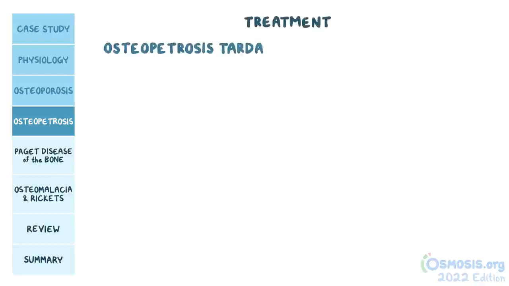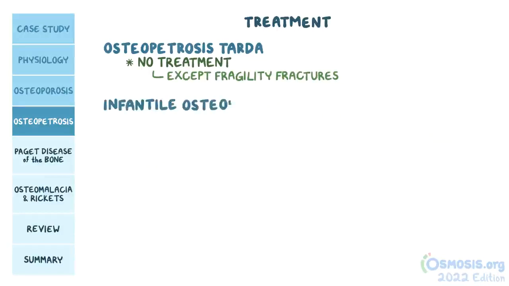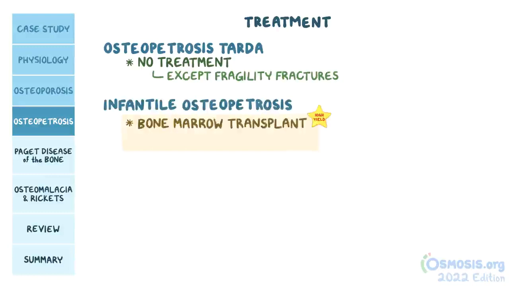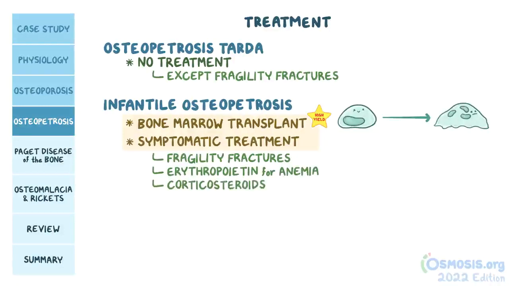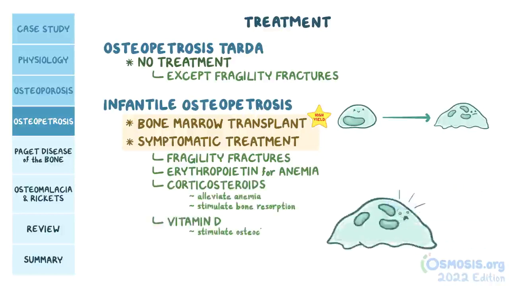Osteopetrosis tarda doesn't usually warrant any treatment except for fragility fractures. Infantile osteopetrosis, on the other hand, might benefit from childhood bone marrow transplant, which is potentially curative as osteoclasts are derived from monocytes. Symptomatic treatment can also be provided, ranging from treatment of fragility fractures and erythropoietin for any associated anemia to corticosteroids to alleviate both the anemia and stimulate bone resorption, and vitamin D to stimulate dormant osteoclasts and stimulate bone resorption.